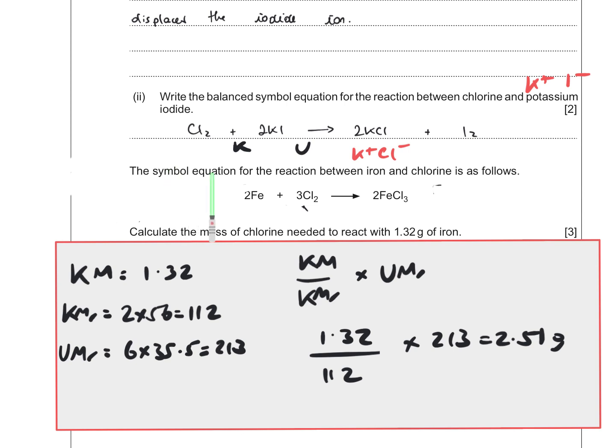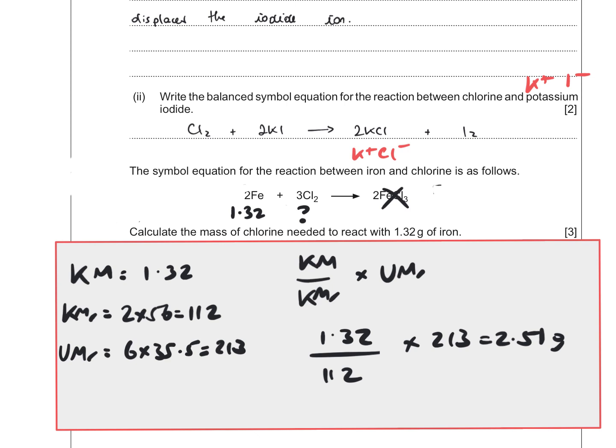The symbol equation for the reaction between iron and chlorine is as follows. Calculate the mass of chlorine needed to react with 1.32 grams of iron. So the first thing that we've got here is I know that my mass of iron is 1.32. So I'm going to write that down below the Fe. And I don't know the mass of chlorine. They want me to find that, and I can ignore for now the FeCl3.